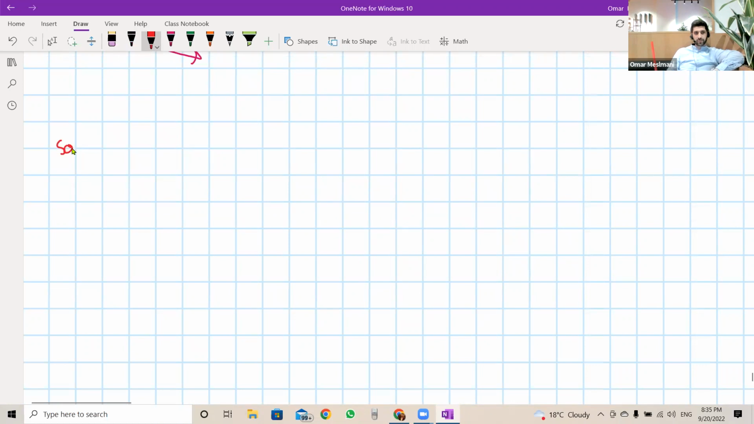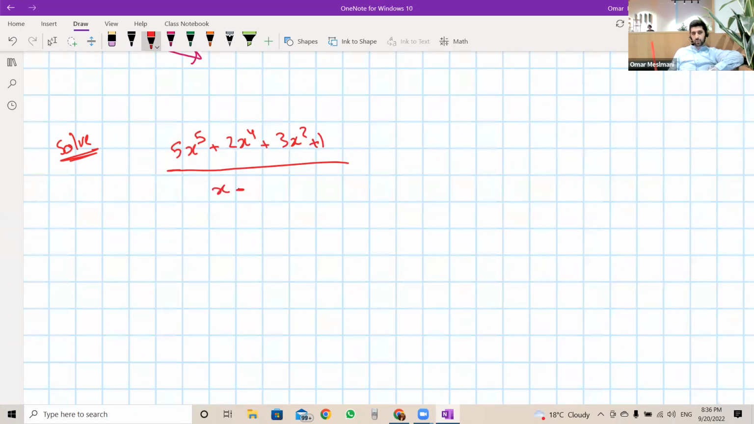Now everyone try to solve this one, please. Let's do this. 5x power 4 plus. All right, let's do it harder, okay? I will do it with power 5. So let's do it like this. 5x power 5 plus 2x power 4 plus 3x squared plus 1. All of that divided by x plus 1. We do this? Yeah.